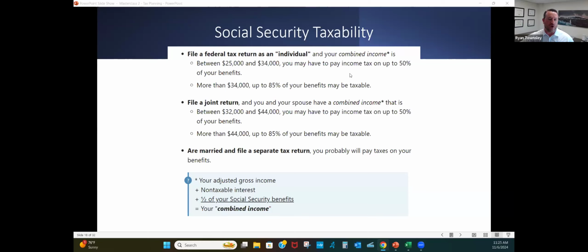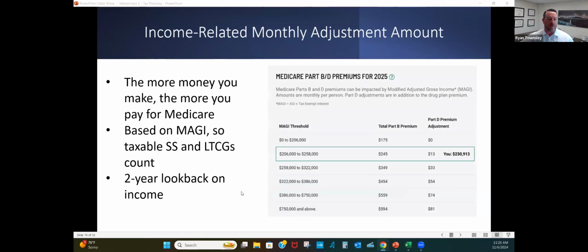So just to know, as far as taxability, just remember what actually counts. Even non-taxable interest counts towards Social Security. So like I said, for most of our clients, they will be in the 85% range for their Social Security taxability.